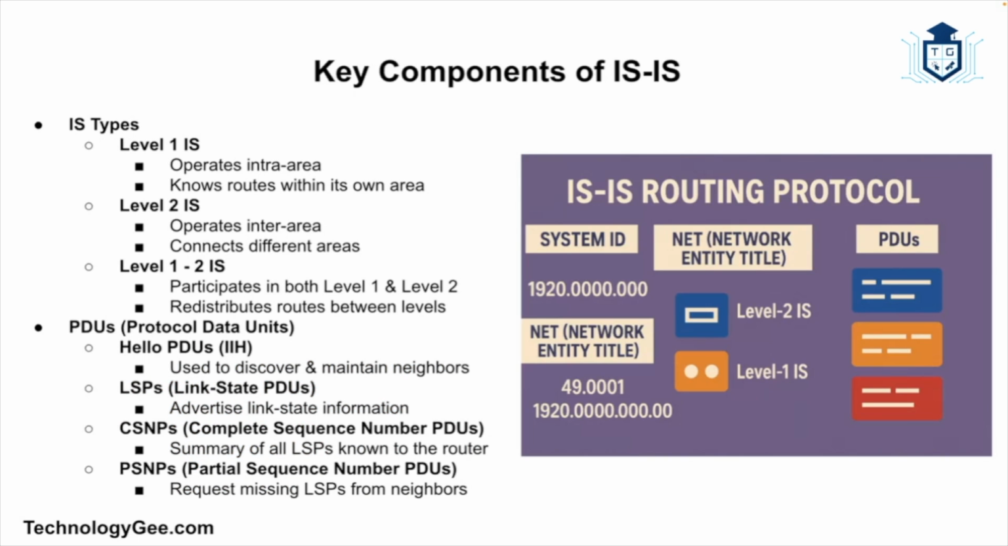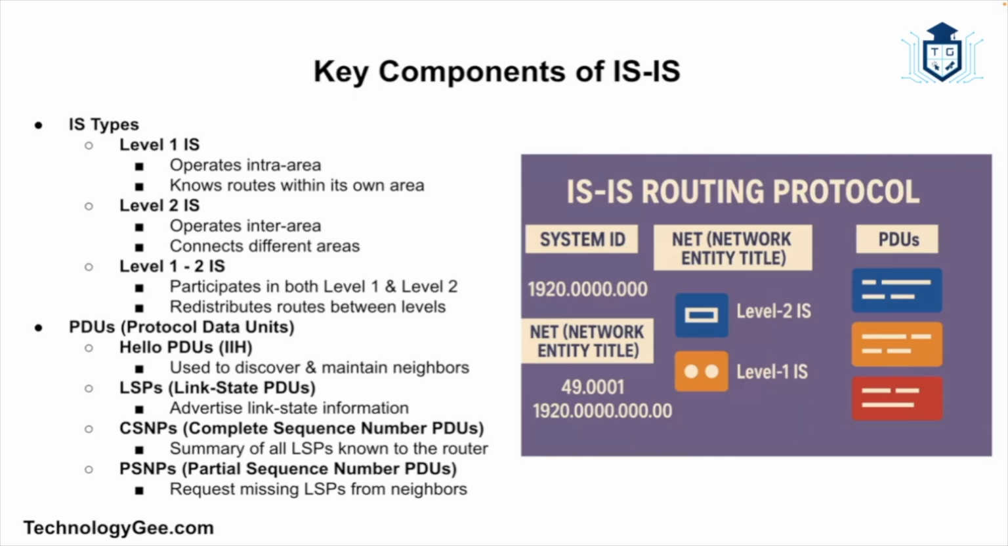And then you have the IS types. You got level 1 IS. You could think of intra area, and this only knows routes within its area. You got level 2 IS. Think of inter area, and this connects different areas. And then you got level 1 through level 2 IS, and this participates in both and redistributes routes between levels.